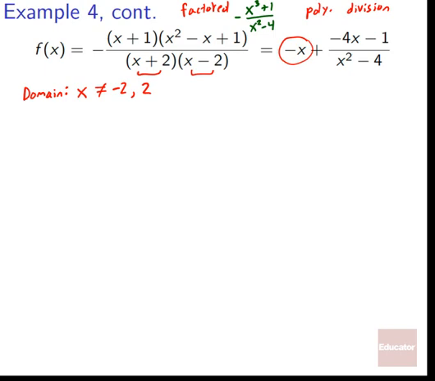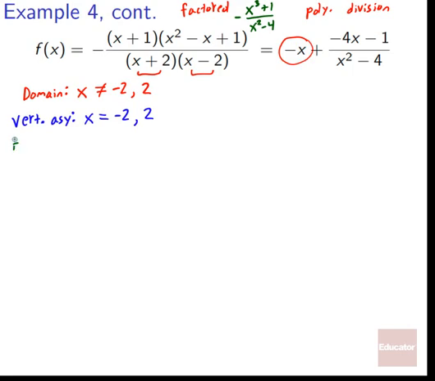Where are our vertical asymptotes? Notice that there are no common factors between the top and the bottom. We've got x plus 1 and x squared minus x plus 1 on the top, and x plus 2 and x minus 2 on the bottom. None of these have anything in common. They're not the same factor exactly, so we can't cancel anything out. So we've got vertical asymptotes where we're forbidden from the domain, at -2 and +2.